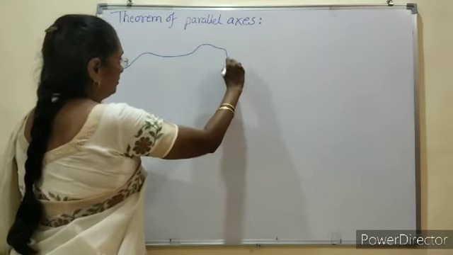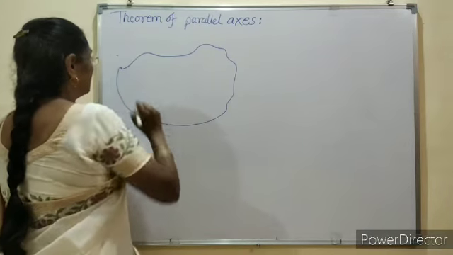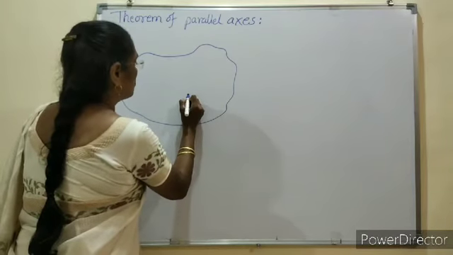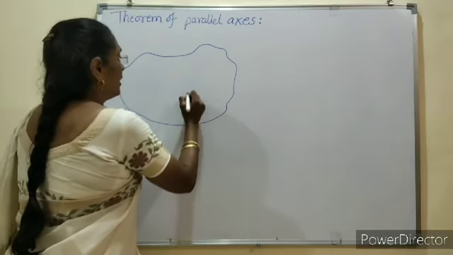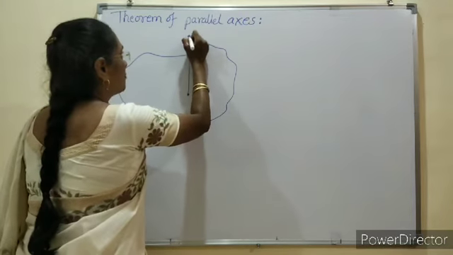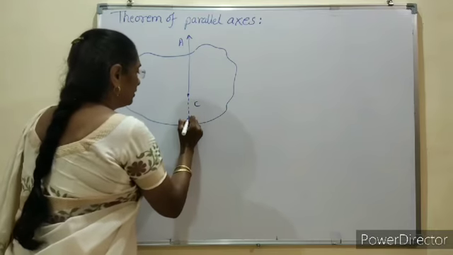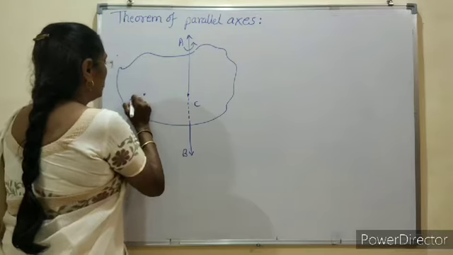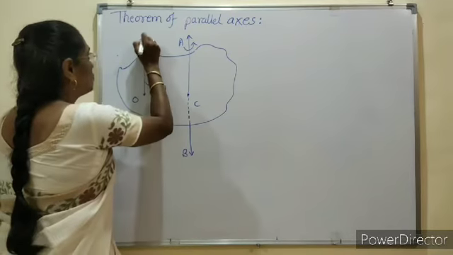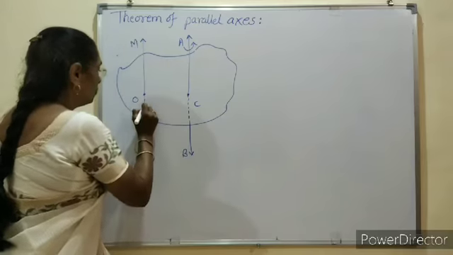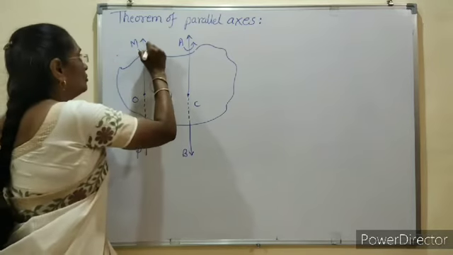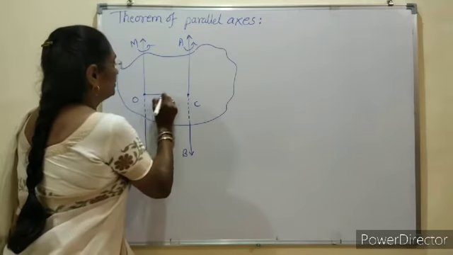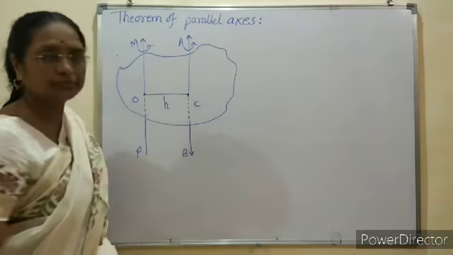a diagram which is showing a body of any shape. Here the center of mass of the body is denoted by C. The axis passing through the center of mass is denoted by ACB. Here there is another point O. The axis passing through this O is MOP. About this axis also the body can rotate. Here the perpendicular distance between them is H.